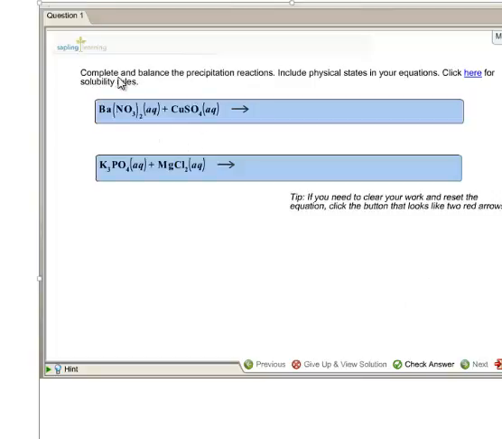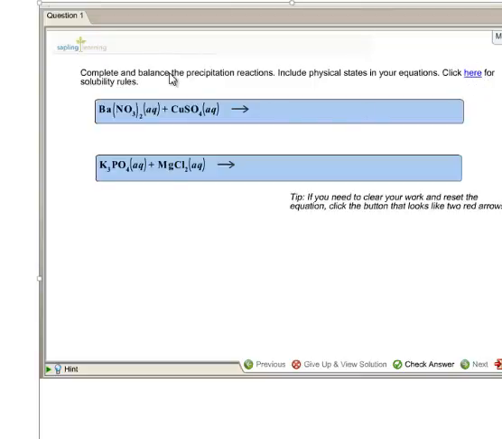So this question says to complete and balance the precipitation reactions, include physical states in your equation. Click here for solubility rules. I'm going to use the solubility tables from the text just because this is a screenshot, and if I click this it won't bring up the solubility rules.